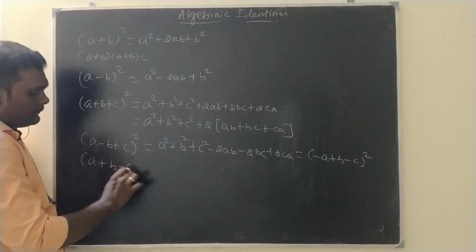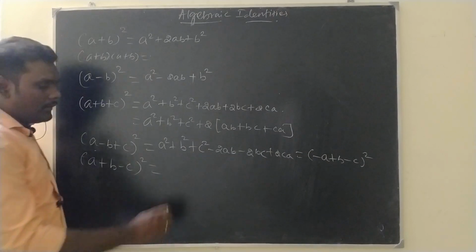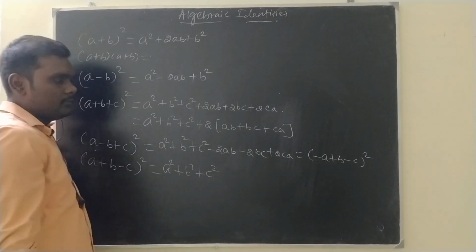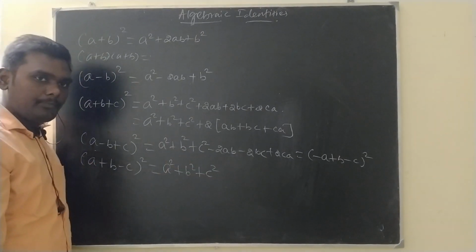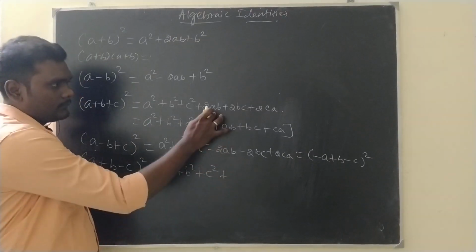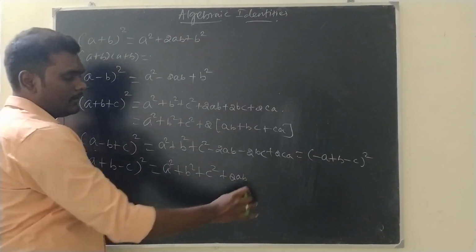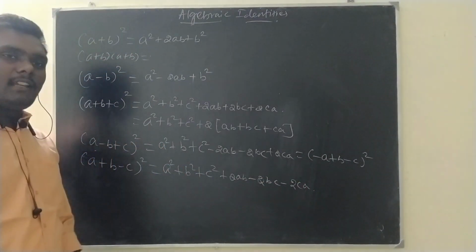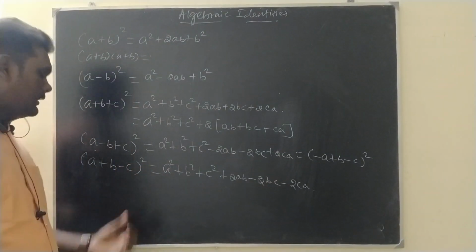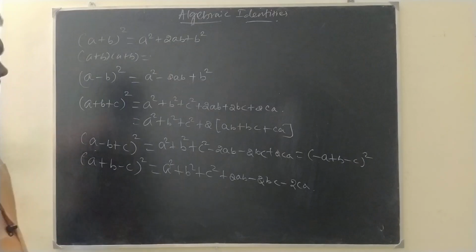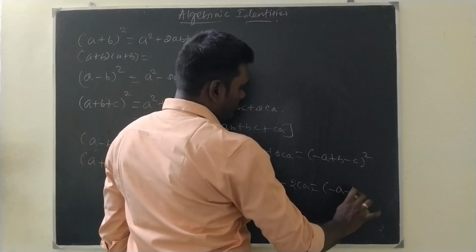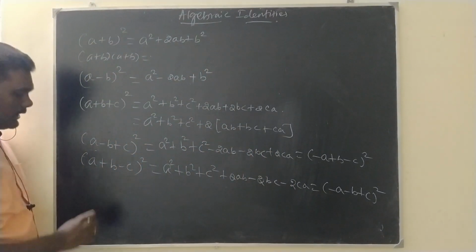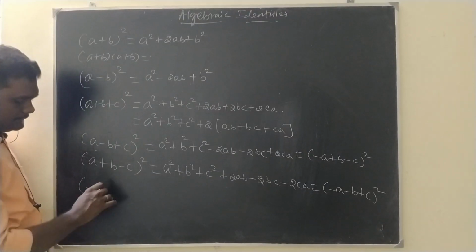Now a plus b minus c whole square, c gets negative, then what is our identity? a square plus b square plus c square, c has even power so it is positive. Then plus 2ab minus 2bc minus 2ca. Wherever c comes in the odd power, we will have negative, and that is equal to another one. What is that? Whole square. Okay. Next, the other possibility is a gets negative.